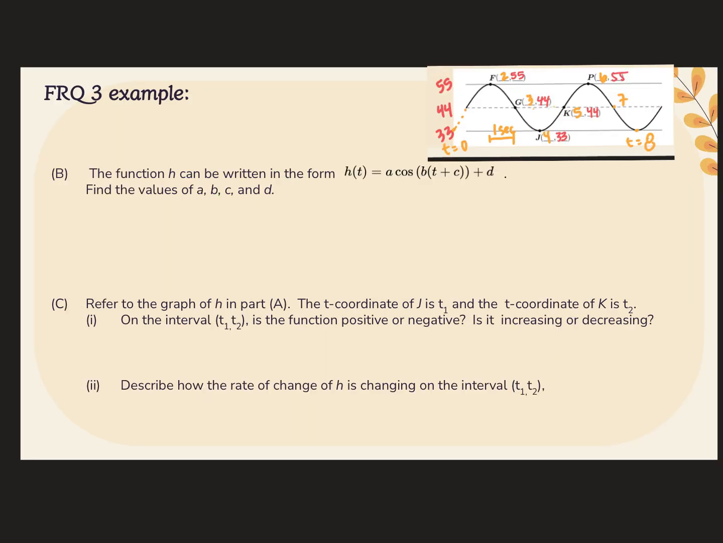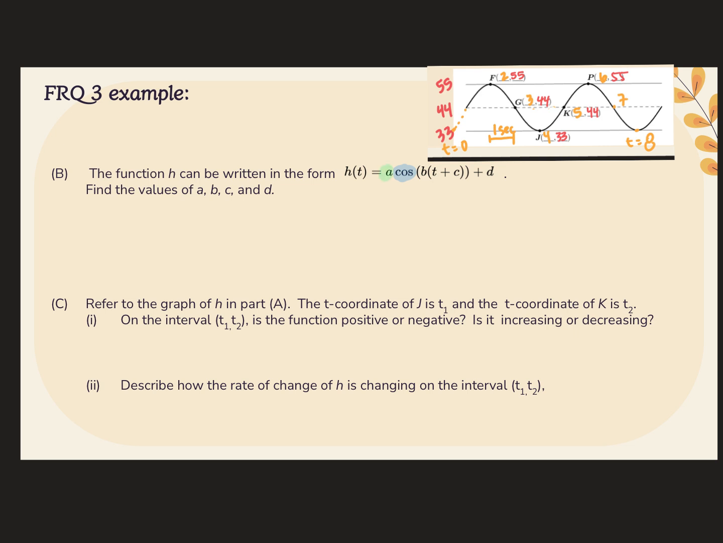Part B now is going to ask us to write an equation for that graph. And again, it will declare whether we are supposed to use a sine or cosine function. So in this example, it says the function h can be written in the form h of t equals a times cosine of b times t plus c plus d. So the fact that it's cosine and not sine is going to influence my phase shift or c value.